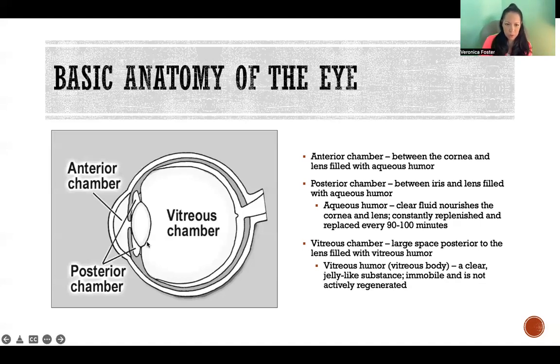The vitreous chamber is the posterior, it's filling up the posterior portion of the eyeball. So that is the large space posterior to the lens. And it's filled with what's called vitreous humor. It's also called vitreous body, and it's really just like a big gelatinous ball, and that's what fills up the main space of the eyeball. It is not actively regenerated. It's pretty much immobile, and you've got this big portion of jelly in the eyeball, and it just stays there forever, basically. It's clear, again, because we need to allow for light to be transmitted through it. And it's not going anywhere.